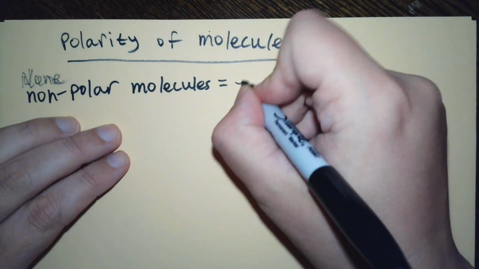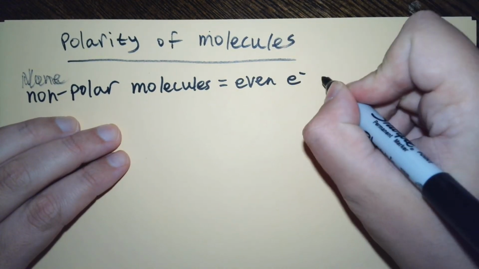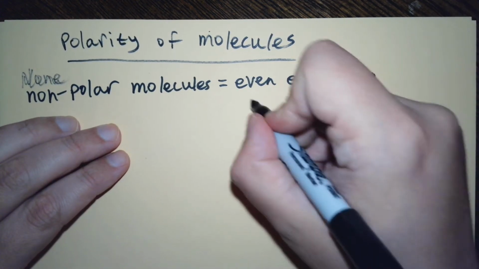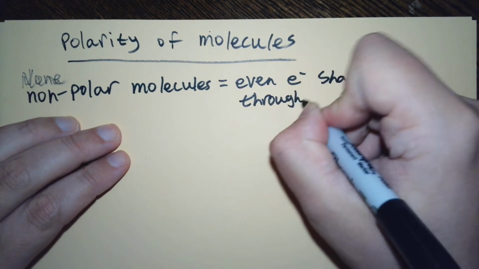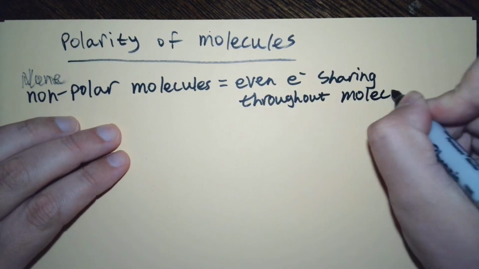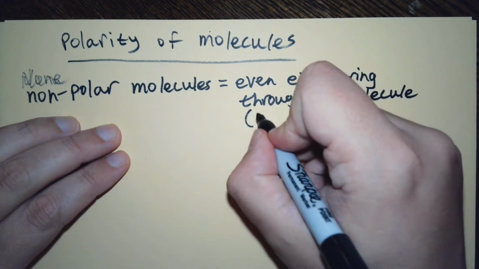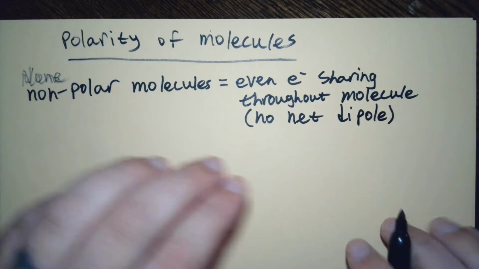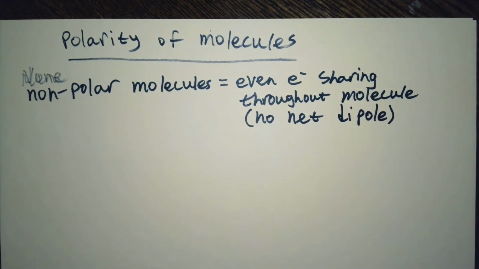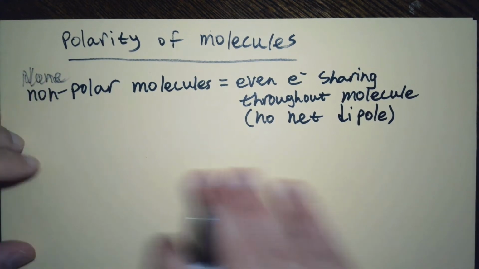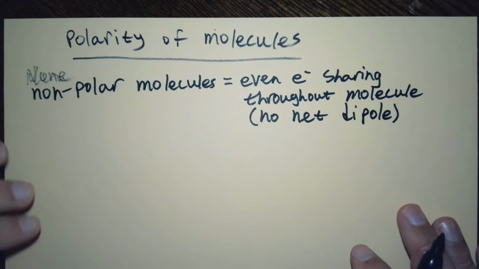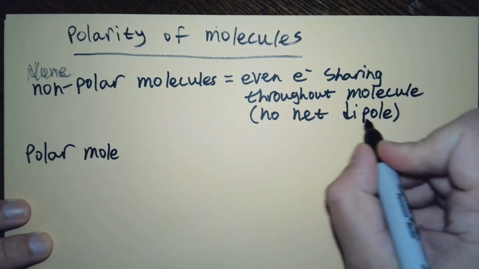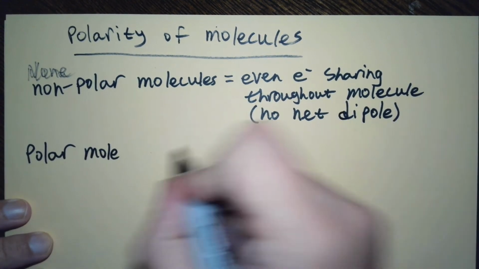So, non-polar molecules. What does that mean? Well, it means that we have even electron sharing throughout the molecule. There's no uneven electron sharing across the molecule. And what we say is there's no net dipole. So there's no partial positive, partial negative region of the molecule itself. That just doesn't happen. So it's neutral throughout. Okay, so what does that mean for polar molecules? We're going to really focus on that term dipole more in a little bit too.